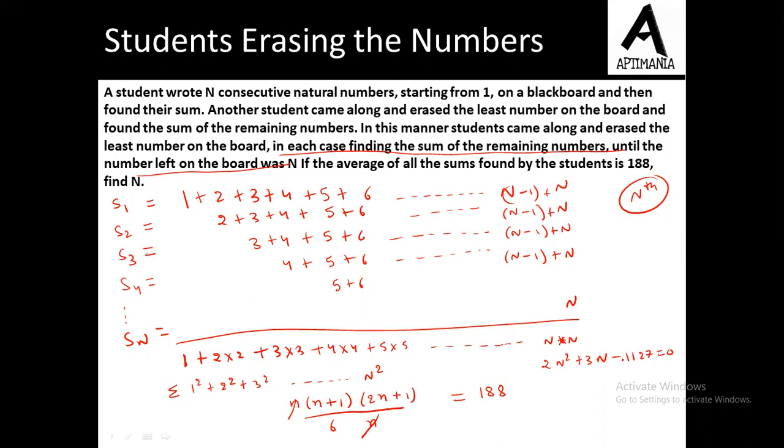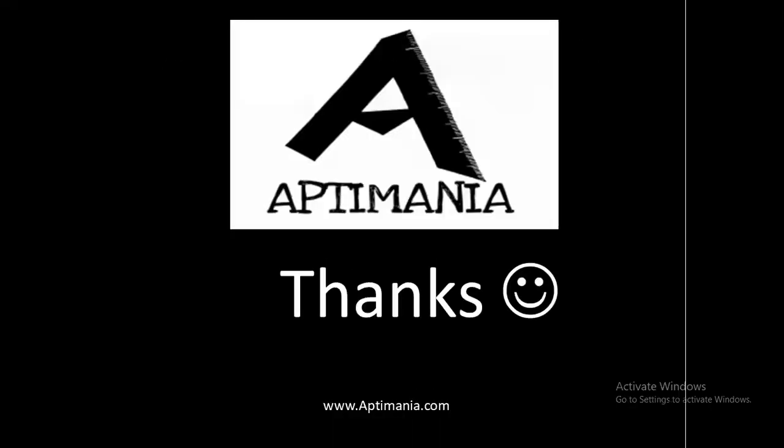I'm skipping the solution part, that is quite easy, right? So on solving this, you'll get two values of n. One is 23 and the other one is minus 49 by 2. Now obviously n cannot be negative. So the answer to this question is n equal to 23. So I hope this question is clear to you. Thank you.